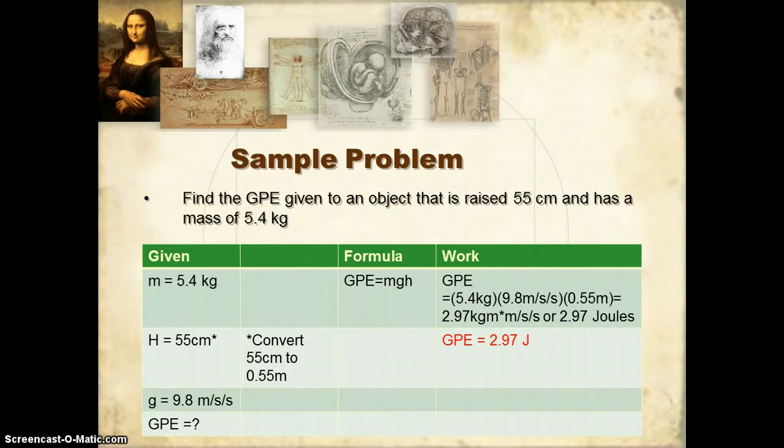Here's a sample problem. Let's say we've got an object with a mass of 5.4 kilograms, and we want to raise it a distance of 55 centimeters. The givens are listed here. Notice there's an asterisk by the height, because when we do potential energy, or work for that matter, the distance needs to be in meters. So we convert that 55 centimeters to 0.55 meters. Our formula, GPE equals mgh, and just stick the numbers in, and we wind up with GPE equals 2.97 joules.